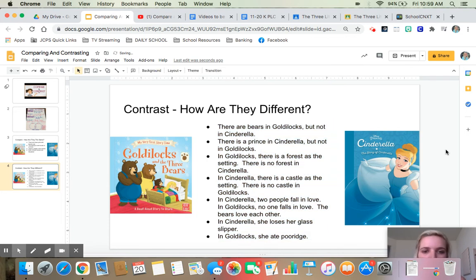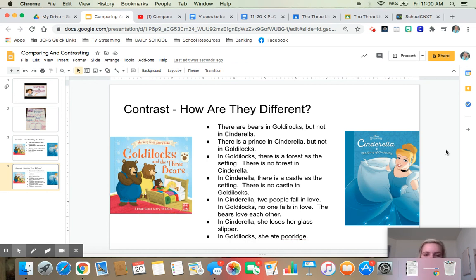So there are bears in Goldilocks, but not in Cinderella. There is a prince in Cinderella, but not in Goldilocks. In Goldilocks, there is a forest as the setting. There is no forest in Cinderella. In Cinderella, there is a castle as the setting. There is no castle in Goldilocks. In Cinderella, two people fall in love. In Goldilocks, no one falls in love. The bears just love each other.